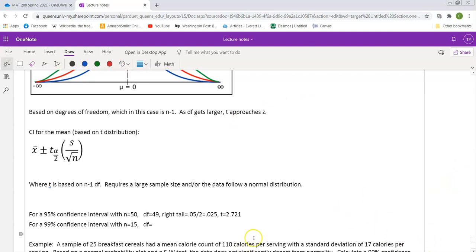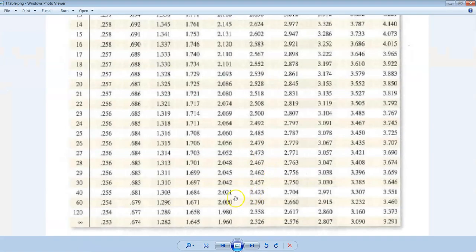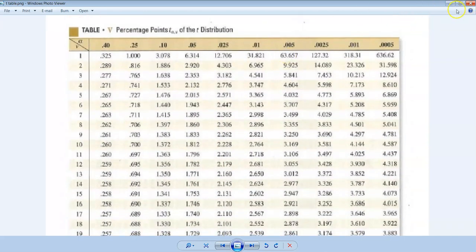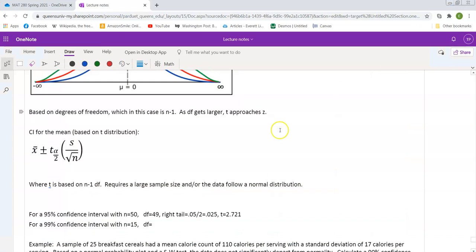And by the way, I just wanted to point out that if you get to infinitely many degrees of freedom, you get 1.96, which is what the value was for z, for the z interval. And the same is true for the other ones. Where you get to infinitely many degrees of freedom, you get the same as the z distribution.